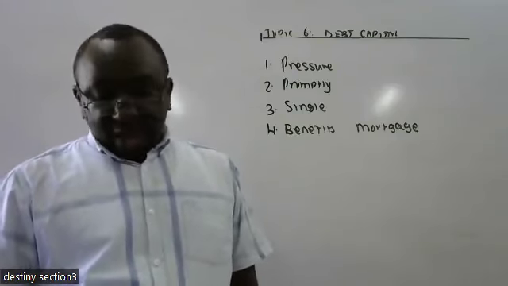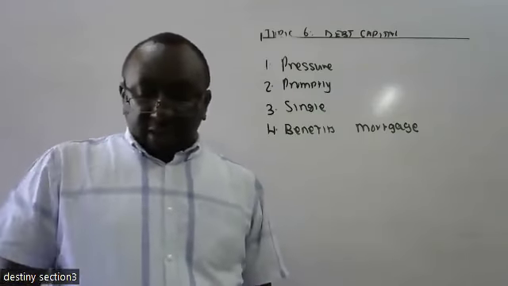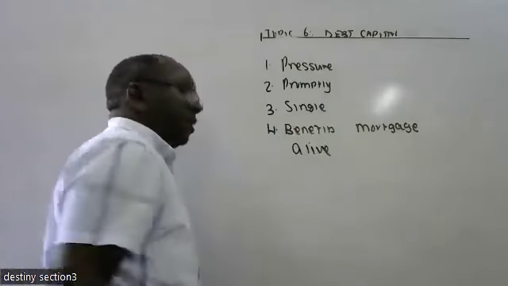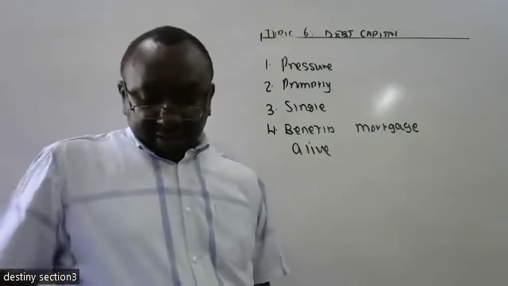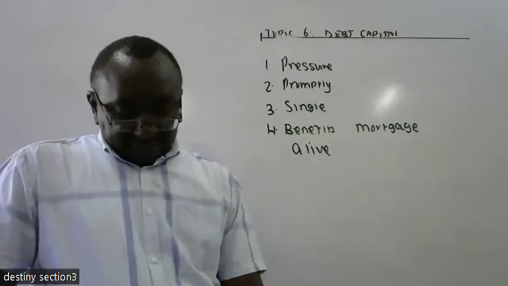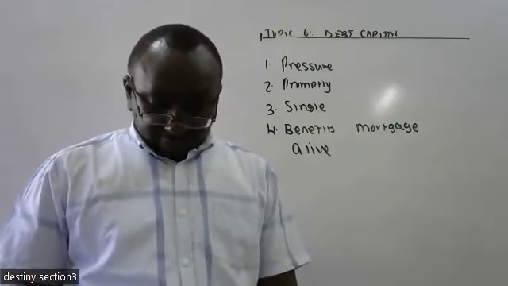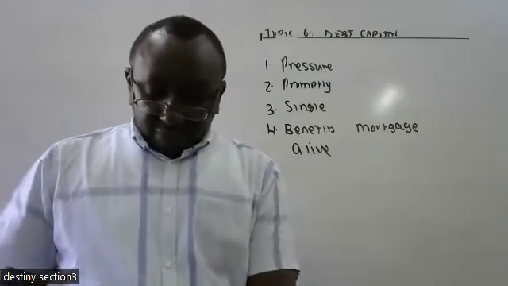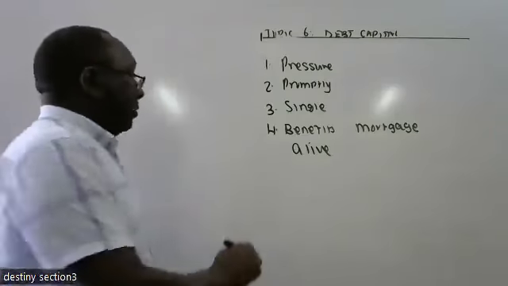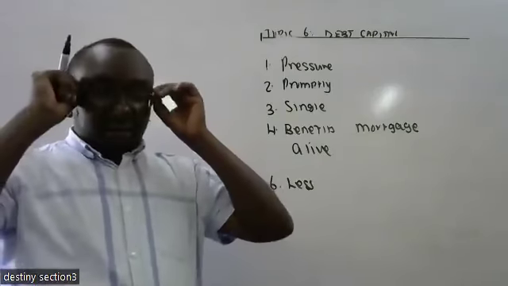Number five is upon redemption, the company can keep the debentures alive for purposes of reissue in the future. Number six is less costly.